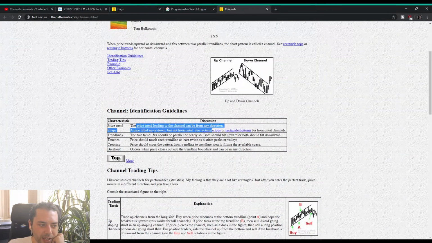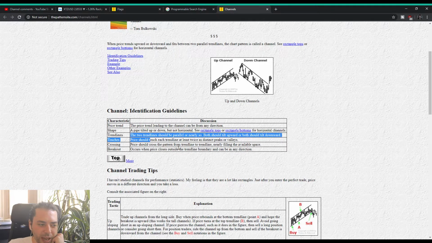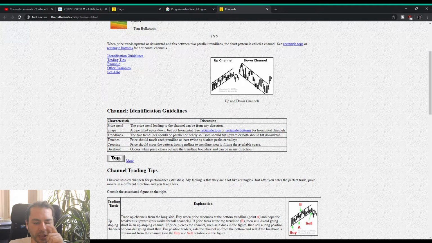So that's what you're looking at. Lead into channel any direction, tilted up or down, but not horizontal. Not horizontal, by the way, chart champions and all the rest of it, but who cares about that? If you want to call it a thingy, then you're looking at rectangles, rectangle tops or bottoms for horizontal channels. But this is Bulkowski. He didn't necessarily write all the rules. He just wrote this book, and 9 out of 10 things that you read or hear people saying will be coming from this Bulkowski chap.